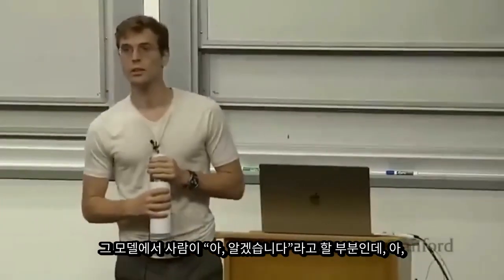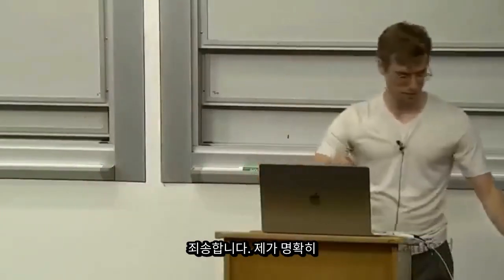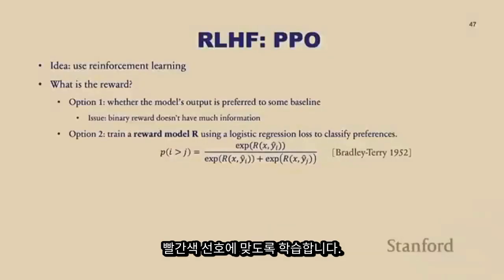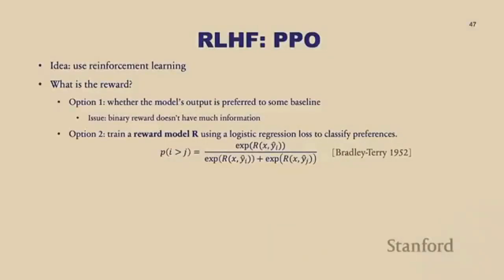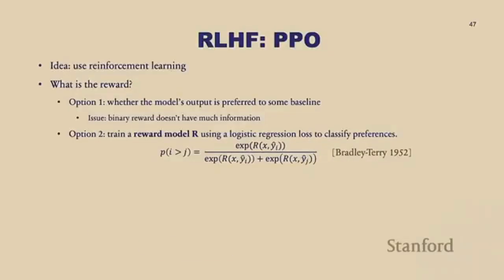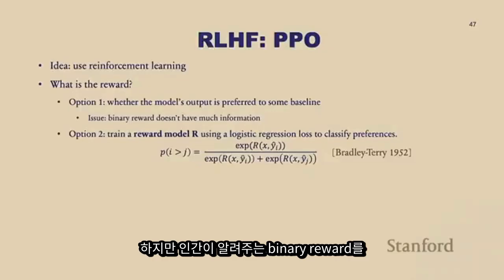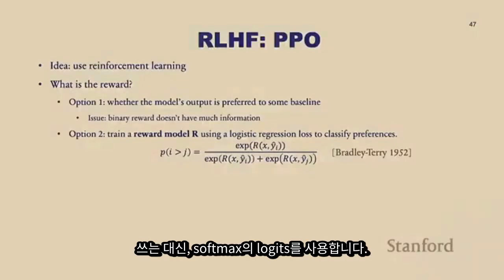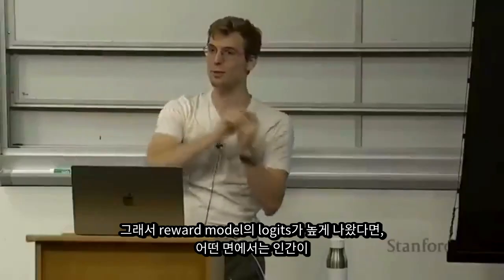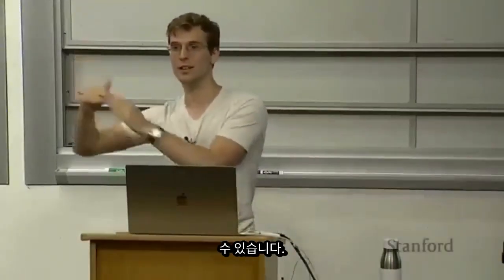Yes? With the reward model, where would a human be then? Oh, I see. Okay, sorry, maybe I wasn't clear. You train this reward model to fit this green and red preference from humans. So basically, you train a classifier to say whether the humans prefer red or green. But instead of using the binary reward, which is what the human would tell you, you use the logits of the softmax. And the thing with the logits is that logits are continuous. So now you know that if your reward model said it has high logits, then in some ways the human highly preferred this answer to some other answer.